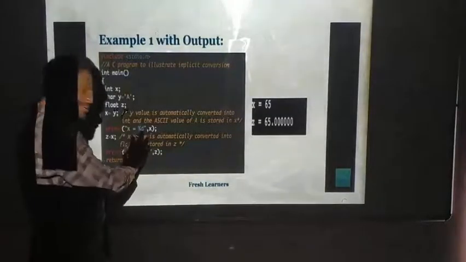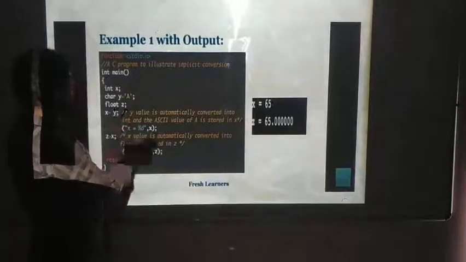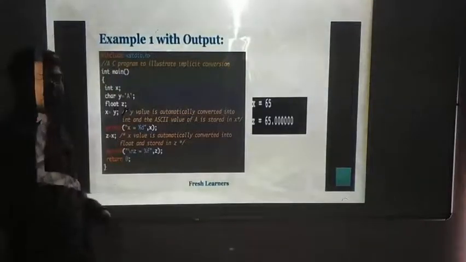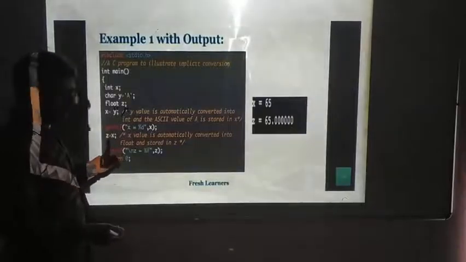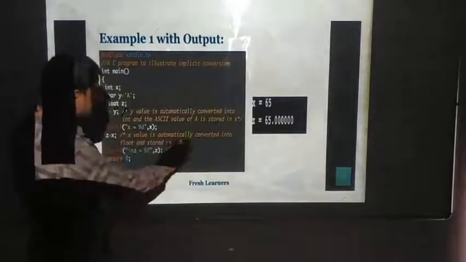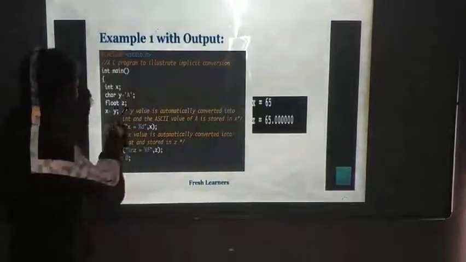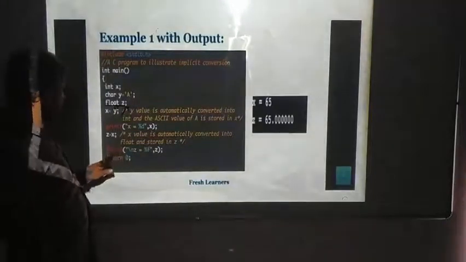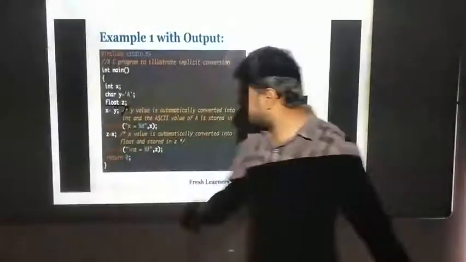We are printing that using the printf function: x is equal to %d, x. This is a format specifier for the variable x we are printing. Again we are assigning the value of x to the z variable. Z belongs to the float data type, so the x value is automatically converted into float and stored in z. Why? Because we declared z as a float data type. So when we print, the z value will be printed as a float.